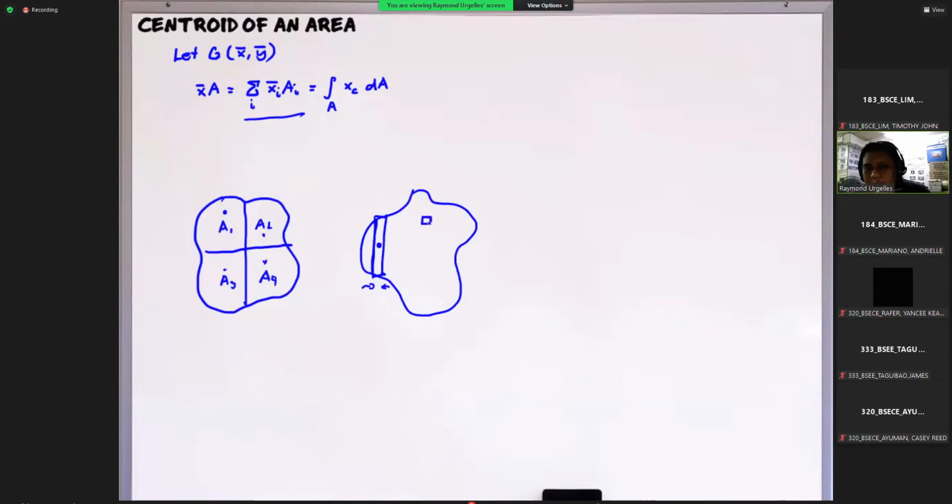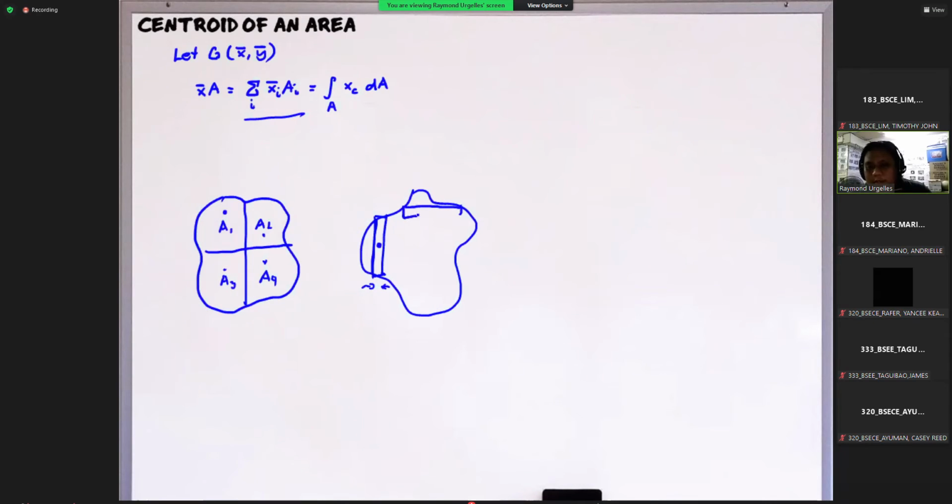So, although pagdating sa centroid, I don't recommend the double integration kasi mas magiging complicated lang equation niya. Ganito kasi yung double integration, dy dx. Yung centroid niya is yung position niya mismo. But again, hindi natin dadaanan yung double integration. So, we will use either vertical strip or horizontal strip lang.